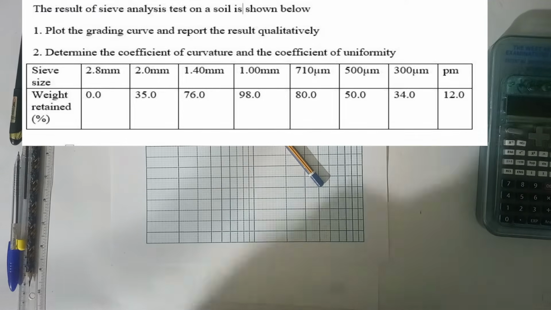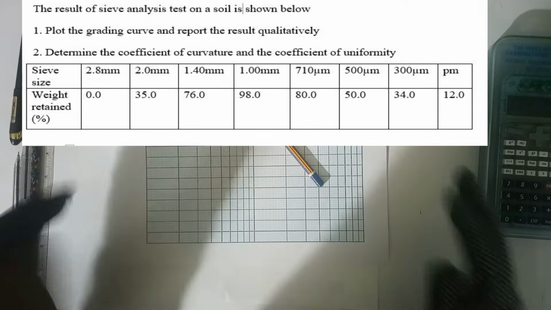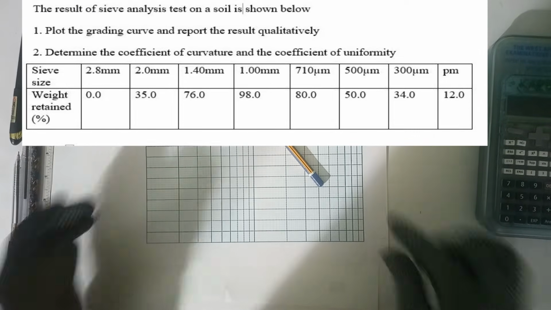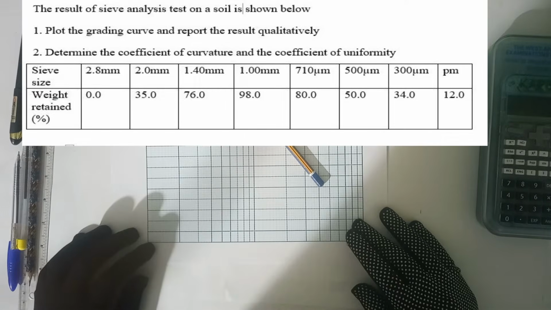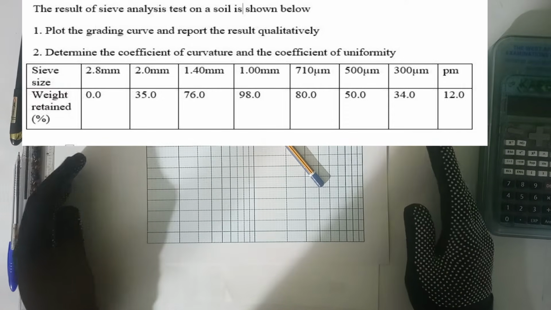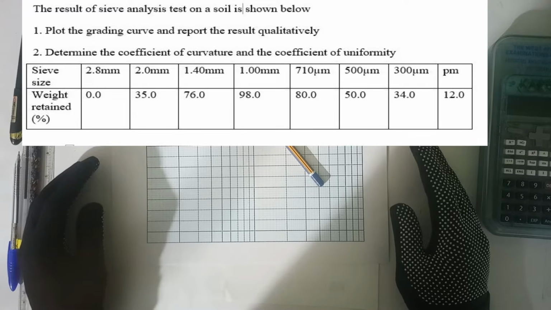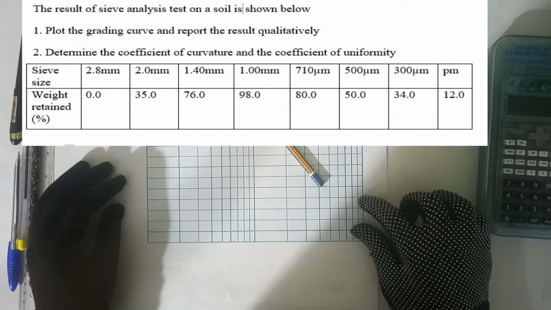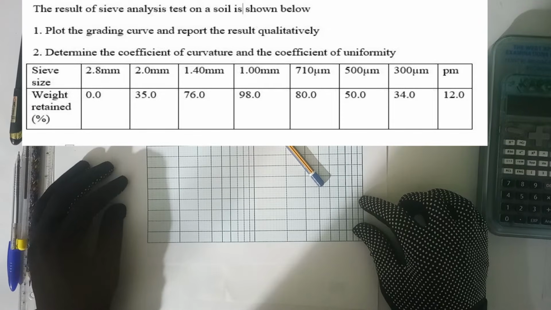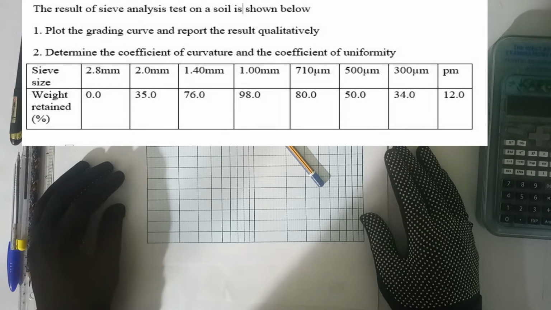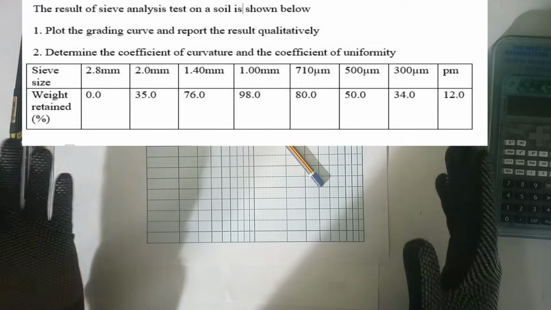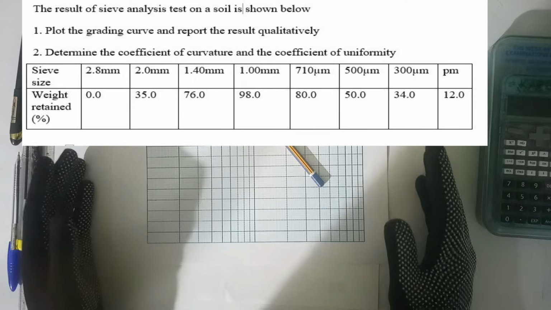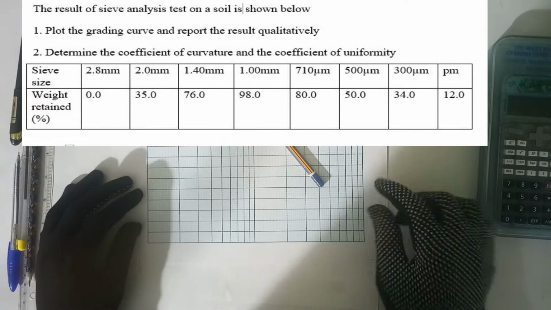Hey guys, in this video, I'm going to show you how to plot a particle size distribution curve using a semi-log graph paper. And also, I'm going to show you how to find the values of coefficient of curvature and coefficient of uniformity from the graph. Thereafter, I'm going to show you how to interpret the values of coefficient of curvature and coefficient of uniformity. So without further ado, let's get started.